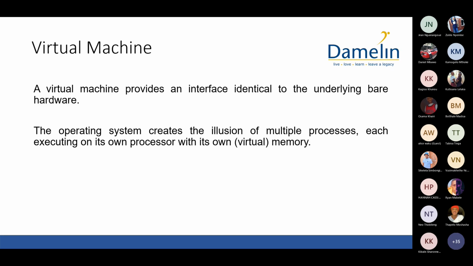Okay, so what is a virtual machine? A virtual machine provides an interface identical to the underlying bare hardware. The operating system creates an illusion of multiple processes, each executing on its own processor with its own virtual memory. So a virtual machine is a computer that exists only in a logical sense, not in the physical sense. Okay, so it's more of an emulated machine.